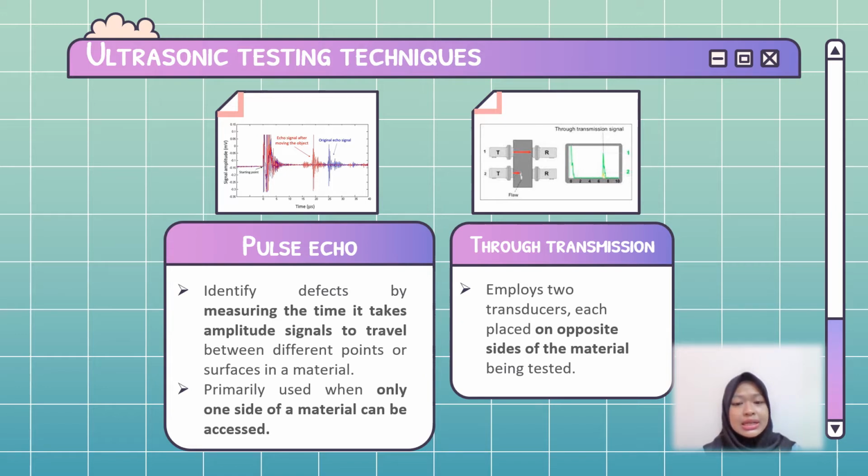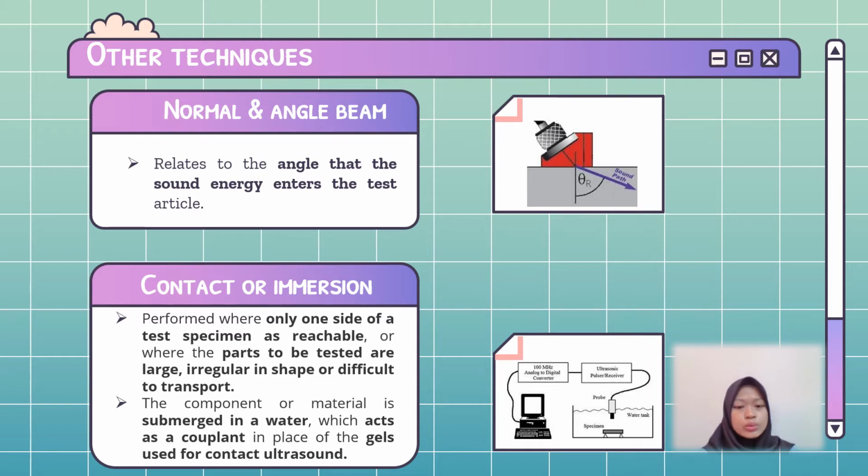The second technique is through transmission, which employs two transducers, each placed on opposite sides of the material being tested. The third technique is normal and angle beam, which relates to the angle that the sound energy enters the test article. The last technique is contact or immersion.